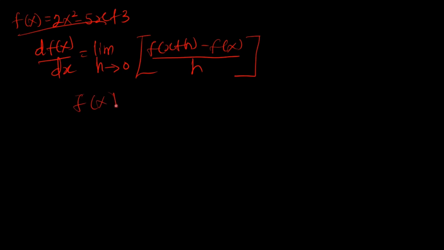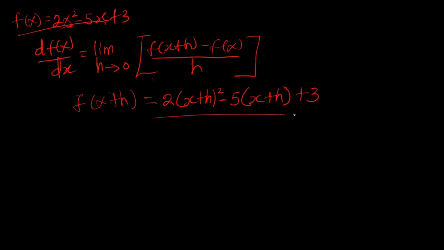Our f of x plus h will be equal to, wherever you see x here, you put x plus h. We will get 2 multiplying x plus h all squared, minus 5 multiplying x plus h, plus 3. This is our f of x plus h. This is our f of x.